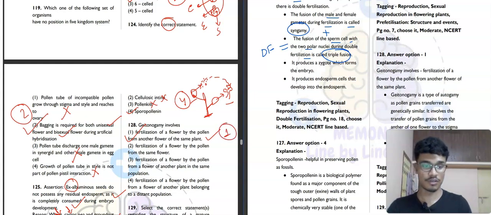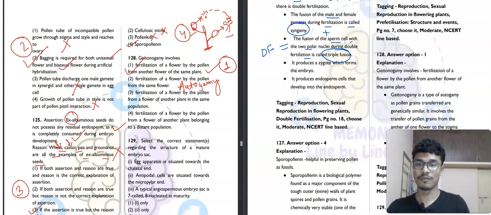Now the next one we also read: fertilization of a flower by pollen from the same flower. It is called autogamy, not geitonogamy. Then fertilization of a flower by the pollen from a flower of another plant in the same population. It is not correct. This is also saying populations. Population is not related.